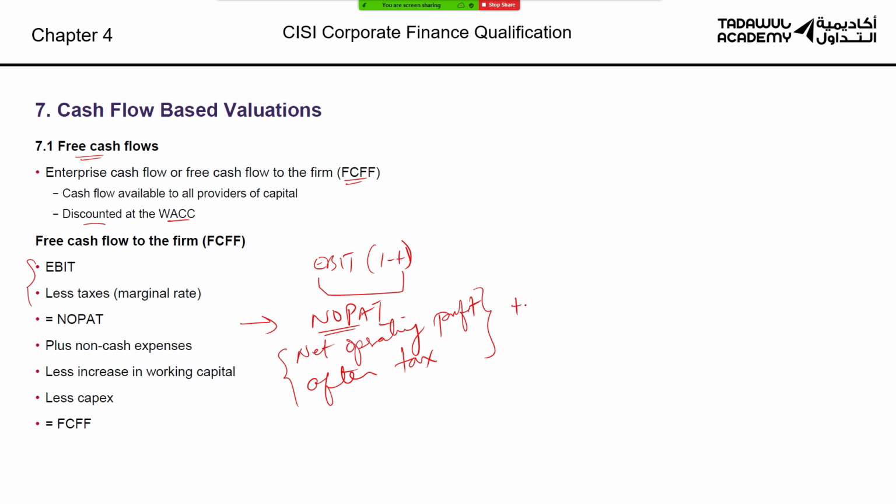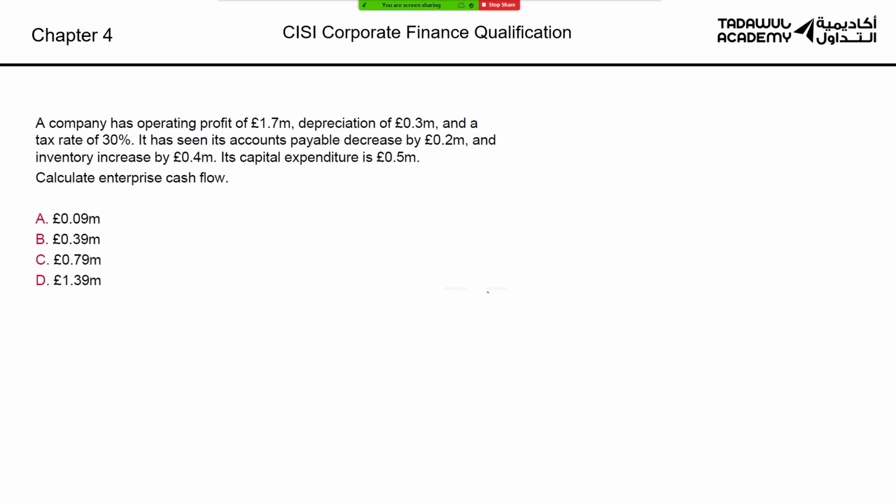And then you've got the non-cash costs like depreciation and amortization, and then you have to adjust it for working capital, and then you have to deduct capex, right? So you get the free cash flow for the company, for the firm.